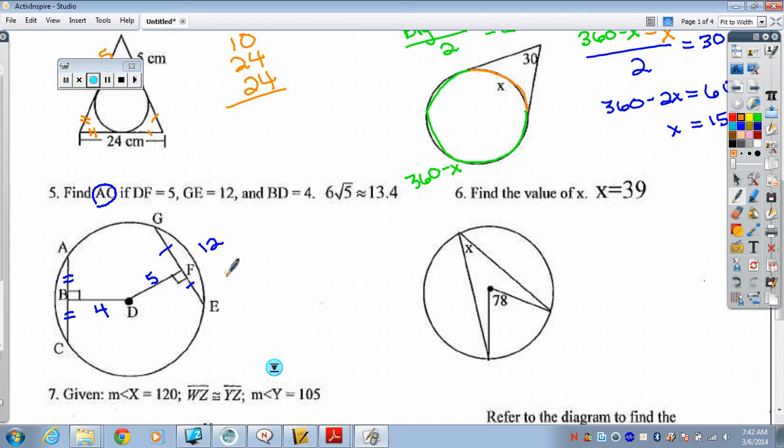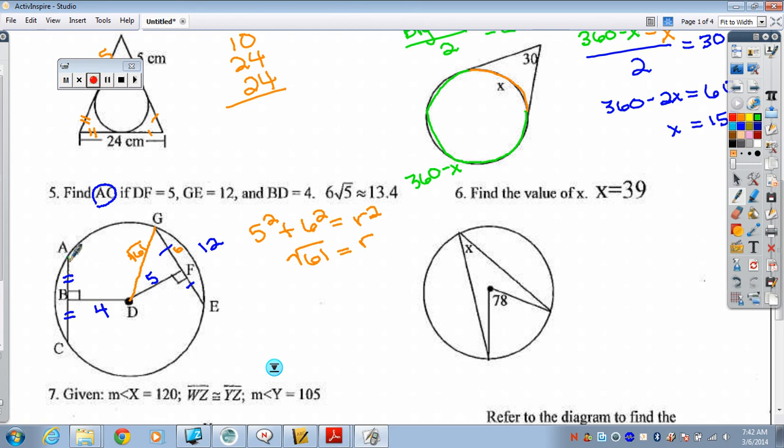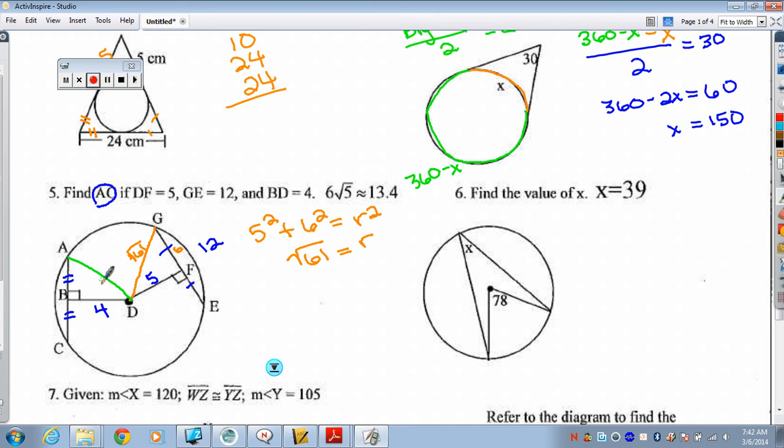Make your right triangles. There's a right triangle. This part, GE is 12, therefore since these two parts are congruent, this is 6. Well, now I can use the Pythagorean theorem to find the length of the radius. So I have 5 squared plus 6 squared equals r squared, and r equals the square root of 61. So this is the square root of 61. I can therefore apply that over here in this side of the picture because this is a radius. This is going to be the square root of 61 as well because these two parts are congruent. They're both radii of the circle.